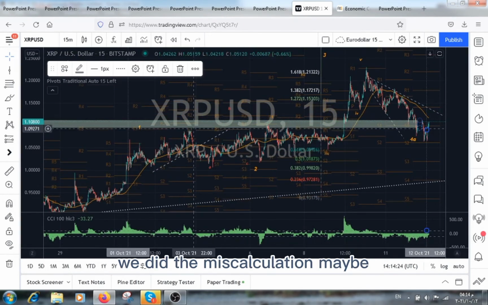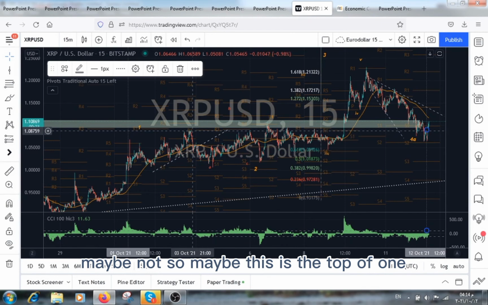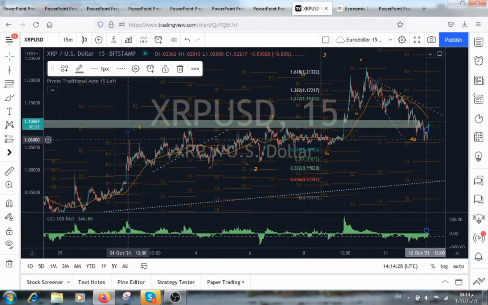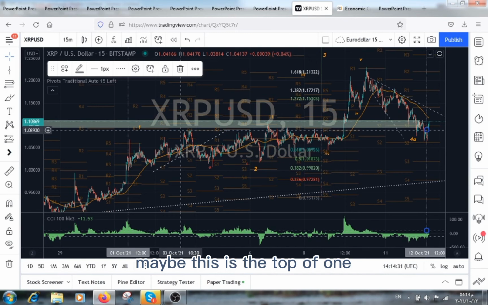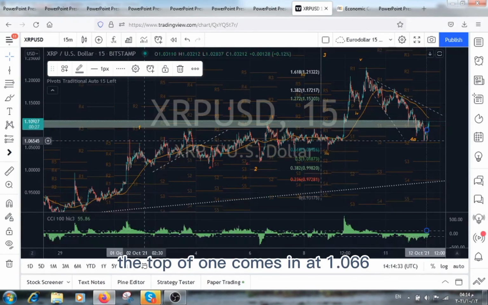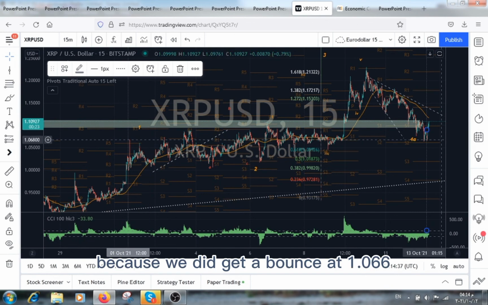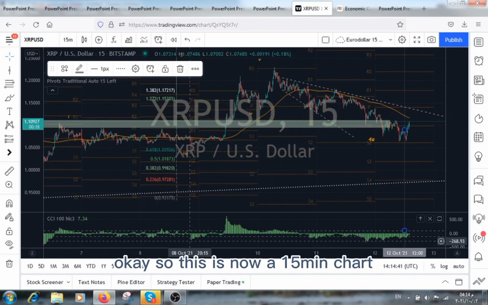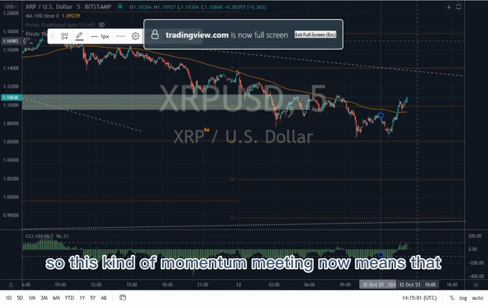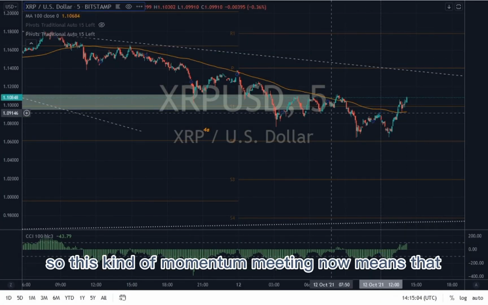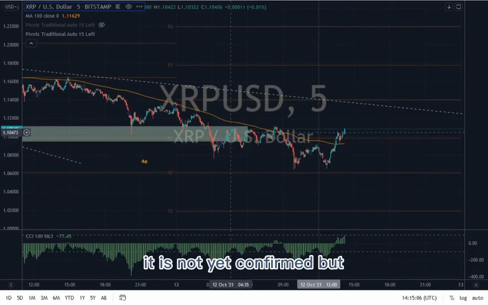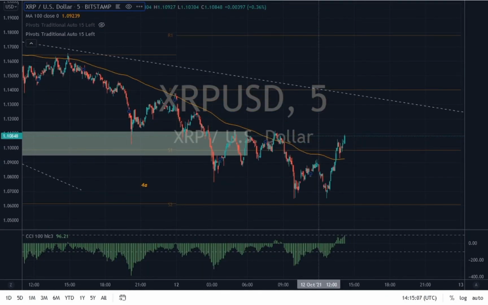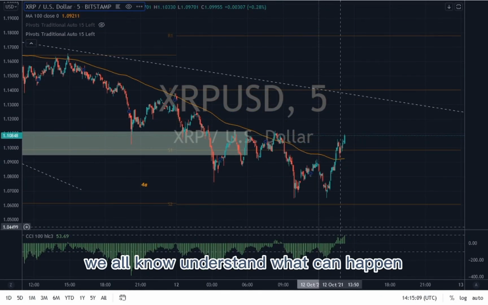We did a miscalculation, maybe not. So maybe this is the top of level 1. This is the top of level 1, comes in at 1.066, because we did get a bounce at 1.066. Okay, so this is now a 15-minute chart. This kind of momentum reading now means that it is not yet mature, it is not yet confirmed, but we all understand what can happen.